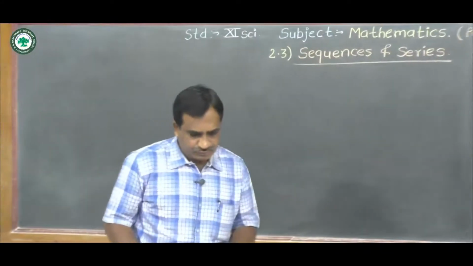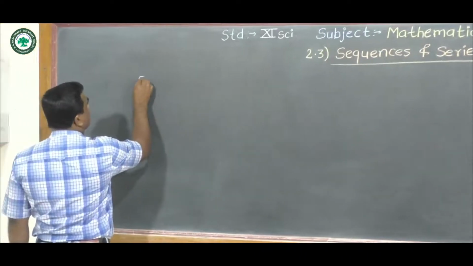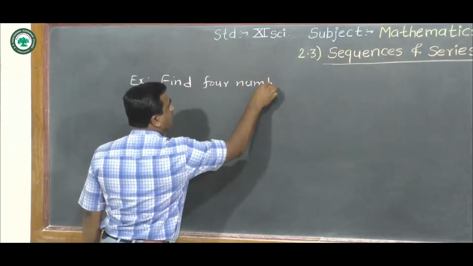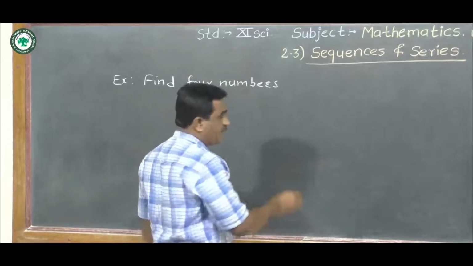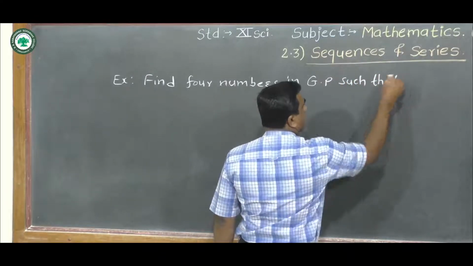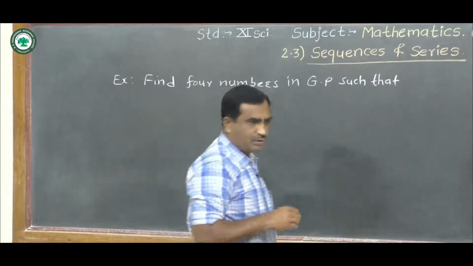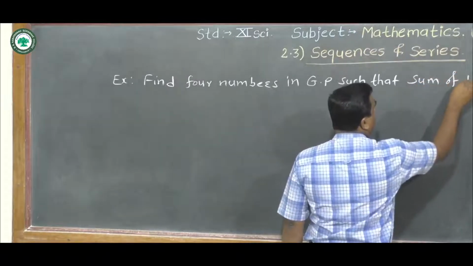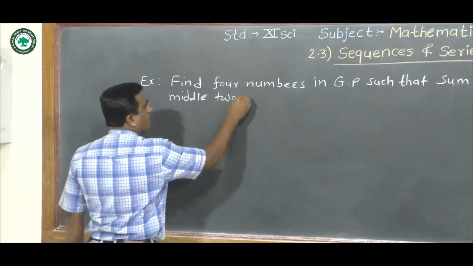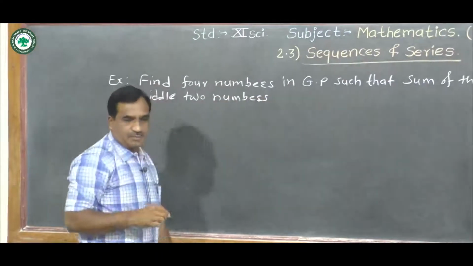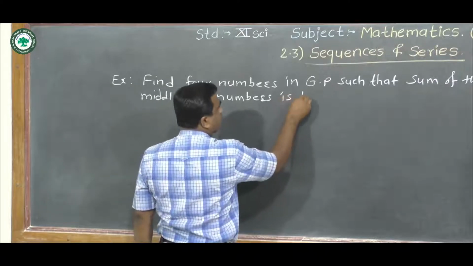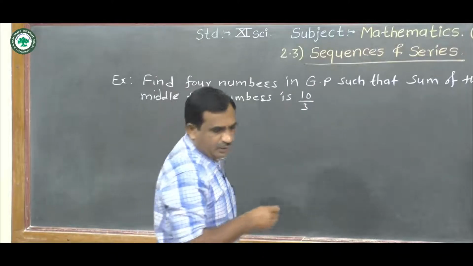Find the four numbers in geometric progression such that the sum of the middle two numbers is 10 upon 3 and their product is 1.